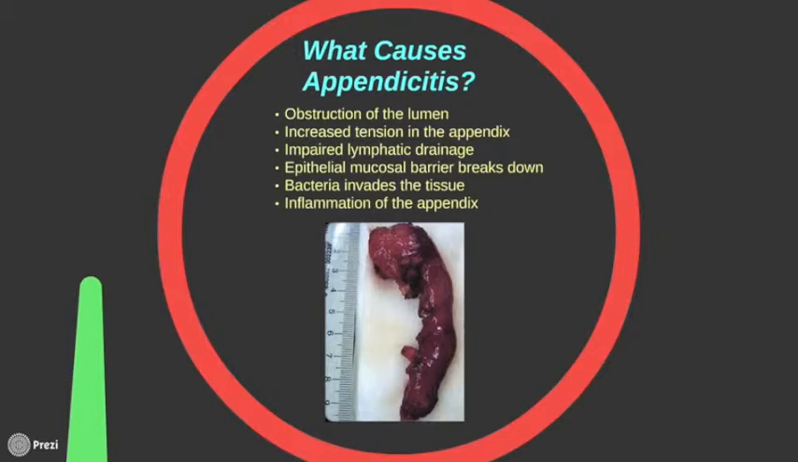As the tension in the appendix increases, luminal pressure begins to exceed capillary perfusion pressure. Lymphatic drainage is impaired and ischemia develops, resulting in the breakdown of the protective epithelial mucosal barrier. The bacteria that are typically found in this region will begin to invade the tissue of the appendiceal wall, causing the inflammation of the appendix.